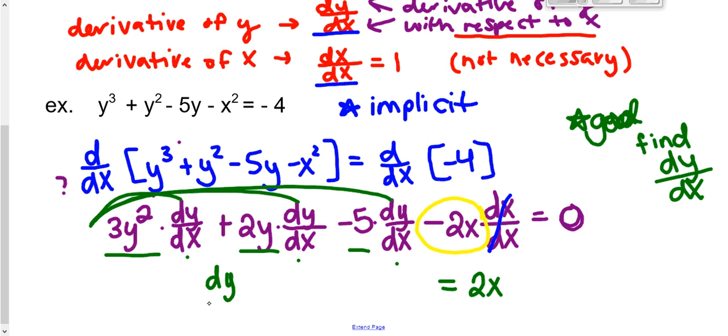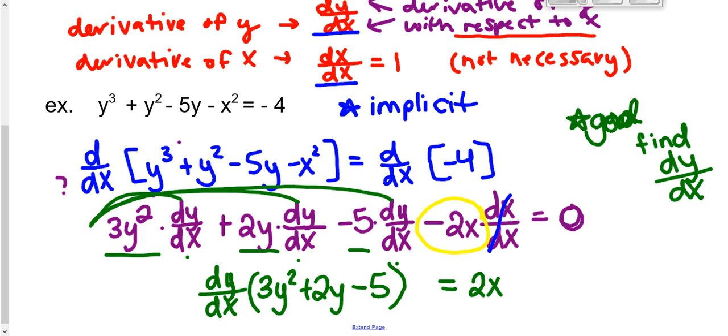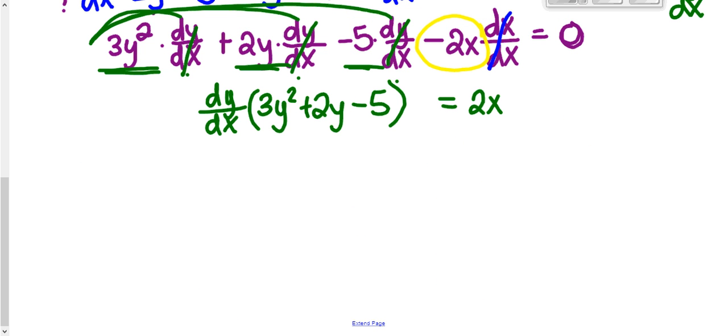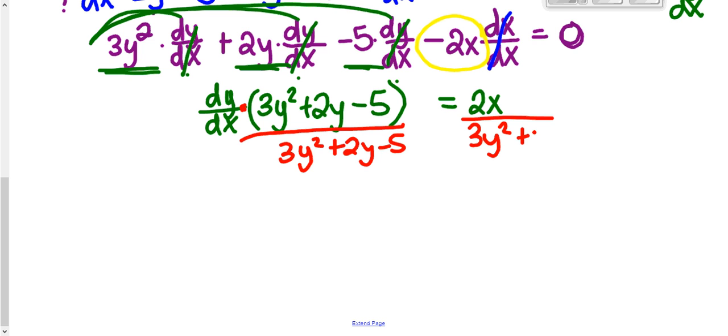So we can write this as dy/dx times (3y squared plus 2y minus 5). Because if we factor dy/dx out of here, it's gone here and here, and we're just left with these three things inside of the parentheses. Right now this is multiplied, dy/dx times (3y squared plus 2y minus 5). So to get rid of it, we just divide by 3y squared plus 2y minus 5. It's long, but it's what we want to get rid of. So we're going to divide by the whole thing on both sides.